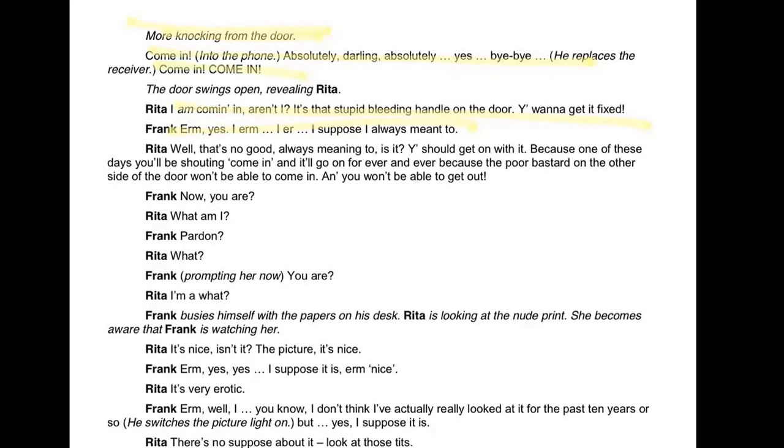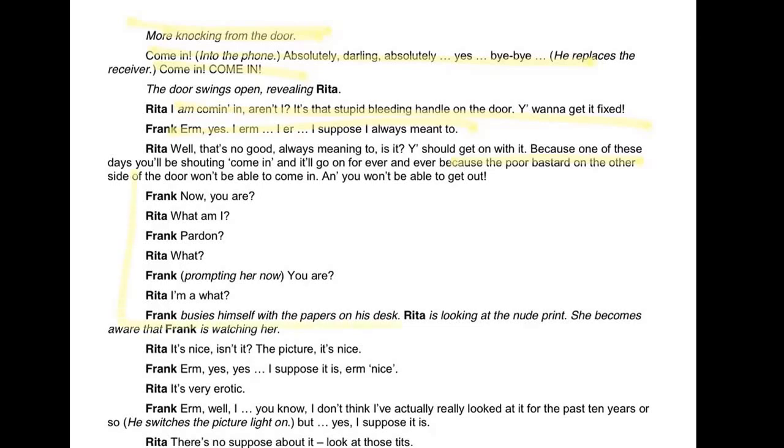But an important thing here is the way Willie Russell constructs the language of the character of Rita to be so clearly at the opposite end of the class spectrum to Frank. The markers of this class structure are the truncations of words, like "yeh" instead of "you," and the way she says, because the poor bastard on the other side of the door won't be able to come in, and you won't be able to get out. There's this clear, rough language being used by Rita to establish that class difference.